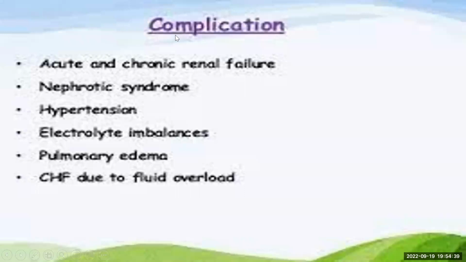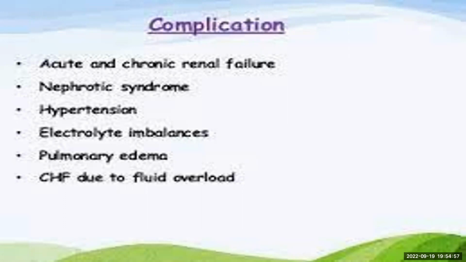So what are the complications of acute glomerulonephritis? First one is acute as well as chronic renal failure. It may develop into chronic renal failure. Nephrotic syndrome will be there. Hypertension will be there. Why electrolyte imbalance? Because of fluid and electrolyte excretion. So there will be electrolyte imbalance.